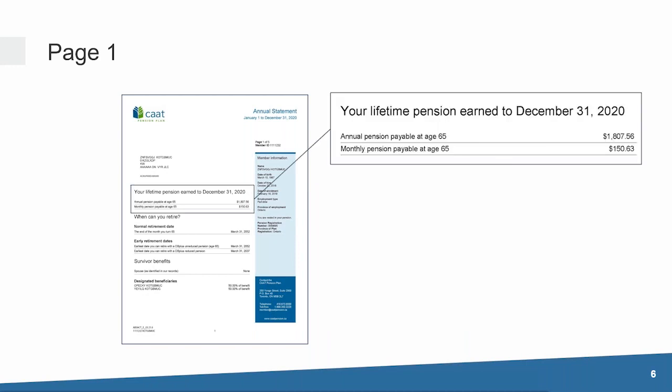The first section of the main body of this page outlines the member's accrued annual and monthly pension up to December 31st, 2020. These are the amounts payable to the member at normal retirement date, which is age 65.